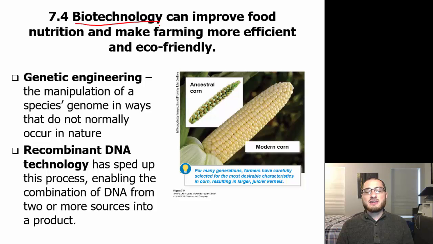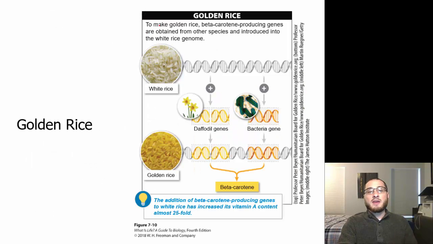Recombinant DNA technology has sped up this process, enabling the combination of DNA from two or more sources into a product. So you take a gene from another organism and you insert it into the DNA of another organism, and now it can code for that protein that the other organism could code for.